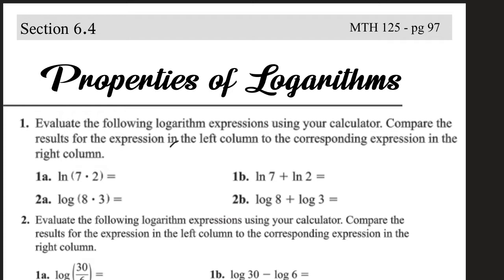They want you to put natural log of 7 times 2, and then the natural log of 7 plus the natural log of 2. They're also asking you for 2a and 2b to do the same thing. So I want you to pause right now and go into Desmos and do all 4 of these in a calculator and come back and compare what you've got with what I'm getting. Go ahead and pause right now.